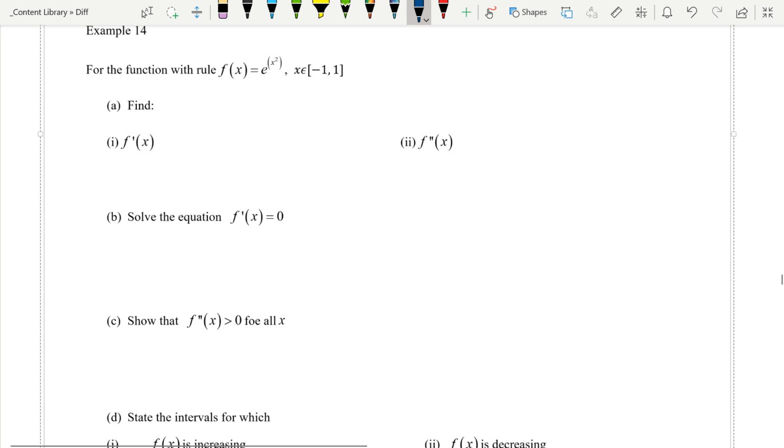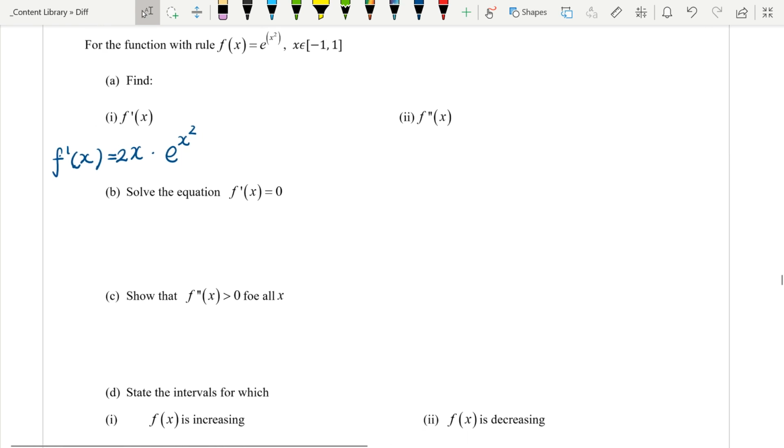What's f'(x) for this function? 2x times e to the power of x squared. That's my f'(x). What's the second derivative? We differentiate 2x first, giving 2e to the power of x squared, and then we differentiate the other part, which gives 4x squared e to the power of x squared.